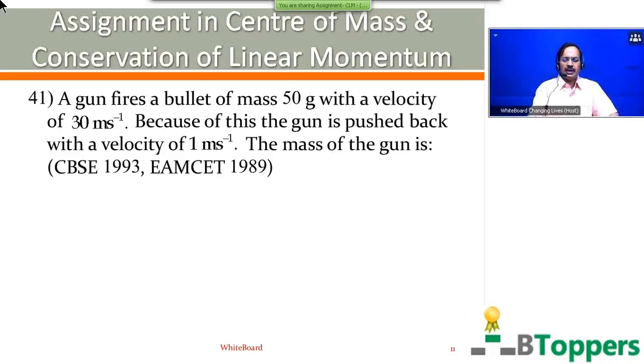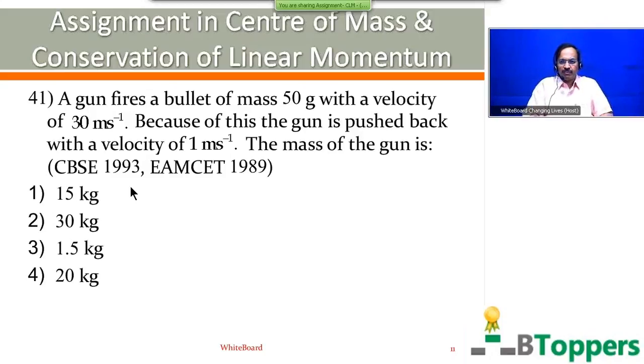A gun fires a bullet of mass 50 gram with a velocity of 30 meters per second. Because of this, the gun is pushed back with a velocity of 1 meter per second. The mass of the gun is? Come on, try the question. There are 4 options shown on the screen.